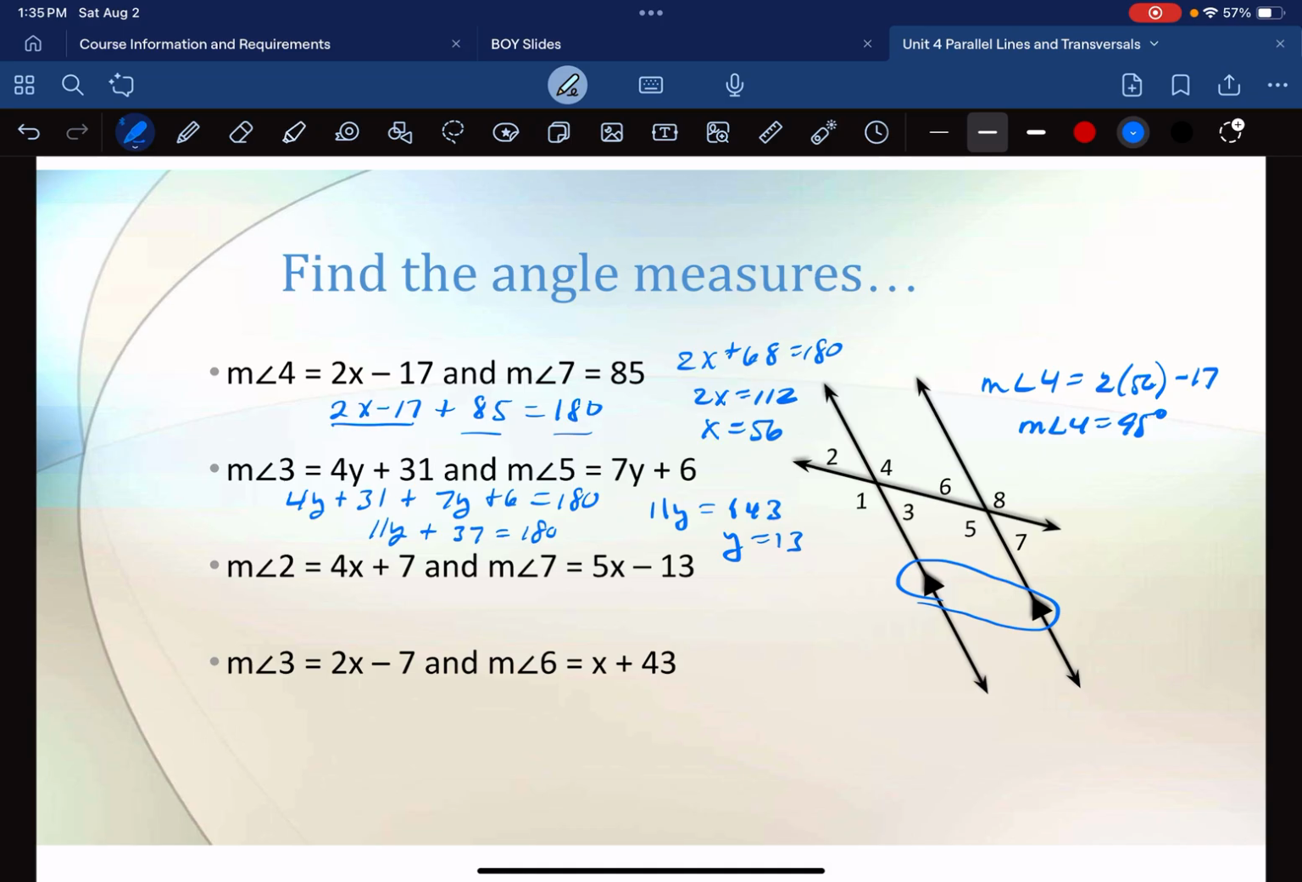So let's do angle 3. 4 times 13 plus 31 is 83 degrees. So angle 3 is 83 degrees. And subtract that from 180, and we get 97 for angle 5. So angle 3 is 83, and the measure of angle 5 is 97. Okay?